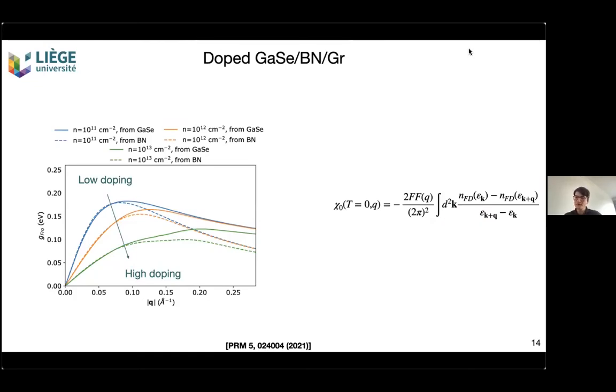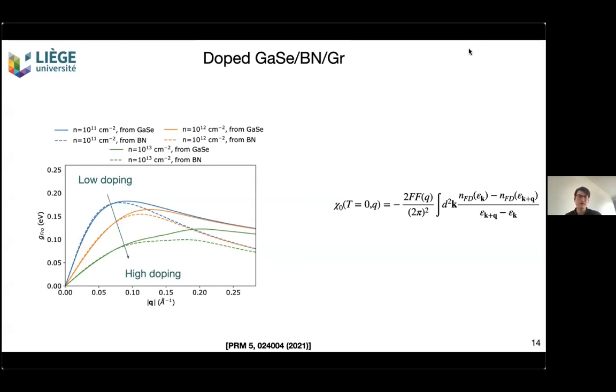And then to also be kind of exhaustive, we have to take into account that we added BN in our system, and BN does have some polar-optical phonons of like itself, and those polar-optical phonons can couple remotely to the electrons in gallium selenide. We can simulate this, and this is what we do here.